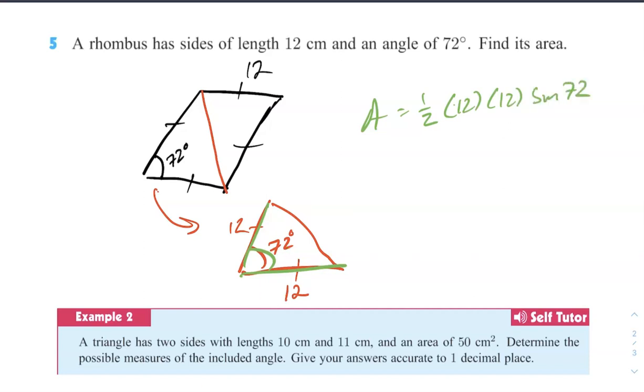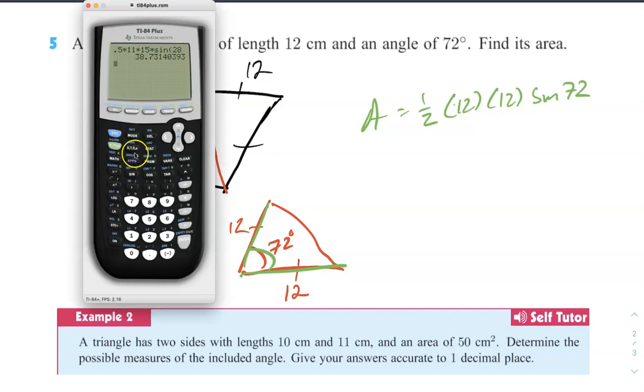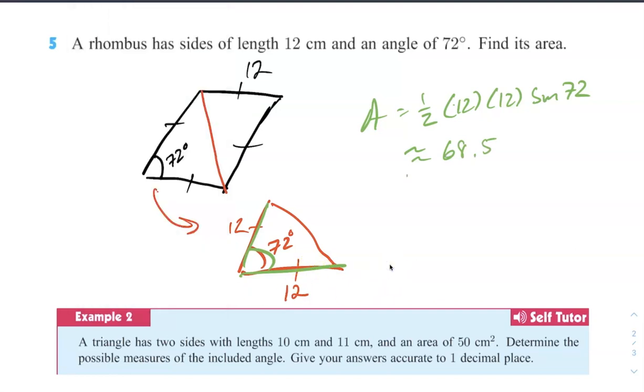Now there's a little shortcut if you notice, but I'll talk about it in a second, to find the area of the rhombus. But we'll plug this in first. So 1/2 times 12 times 12 times sine of 72. And we get approximately 68.5. But that's the area of the triangle.